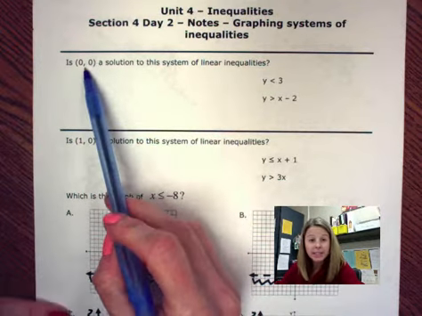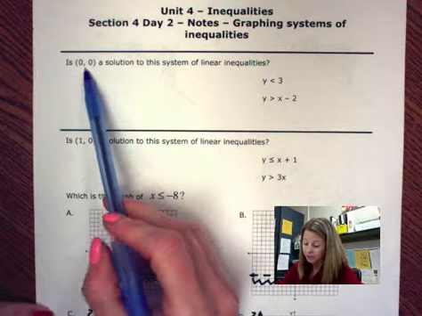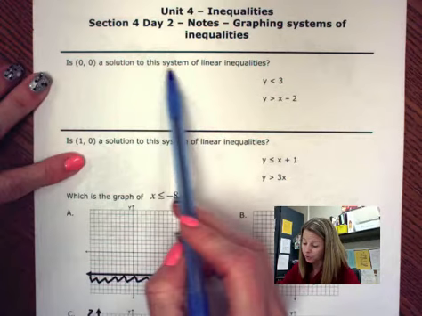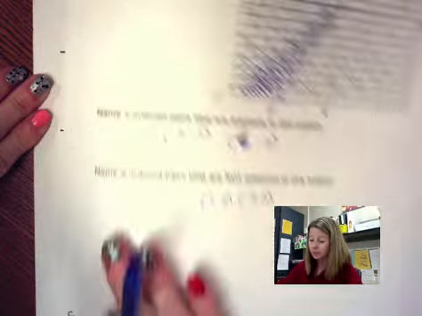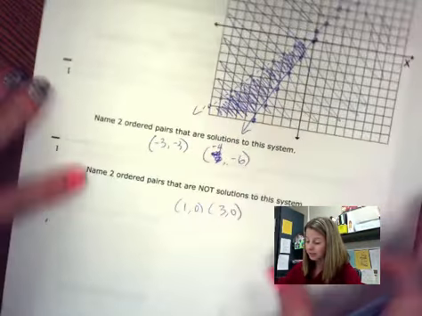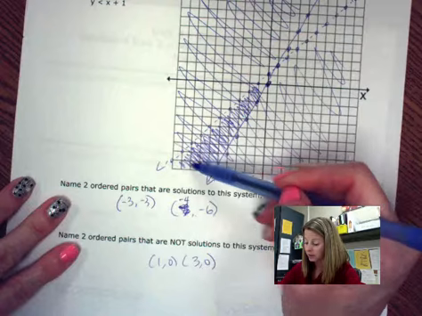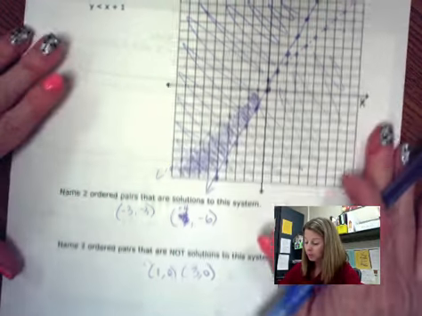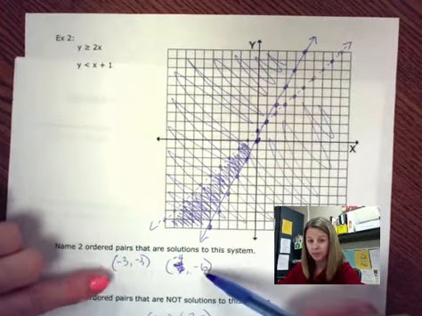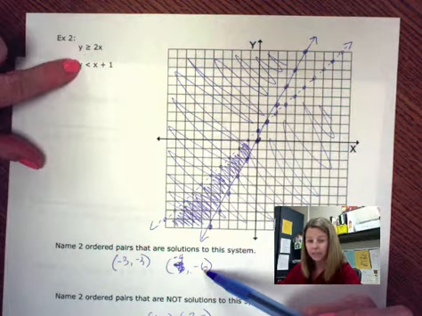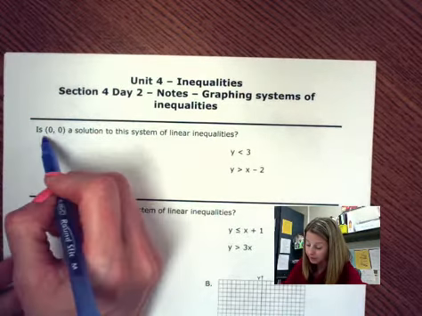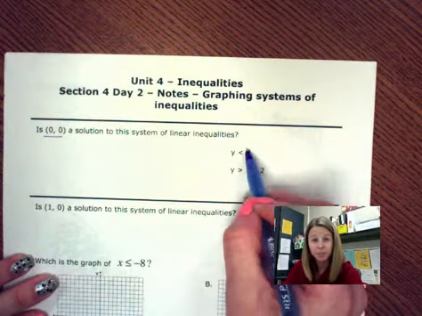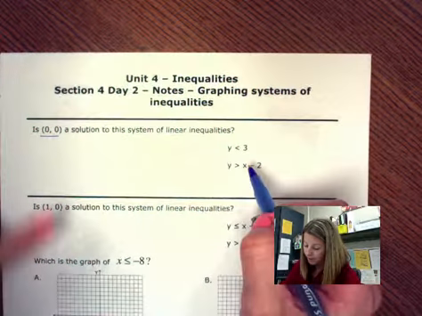The first question is asking if 0, 0 is a solution. So is 0, 0 a solution to the linear system of inequalities? Well, in order to be a solution based on yesterday, it has to fall within the double shaded region, which means that if I were to take these ordered pairs and substitute them back into the inequality, it would be a true statement. So I need to take 0, 0 and substitute it into both and see what I end up with.